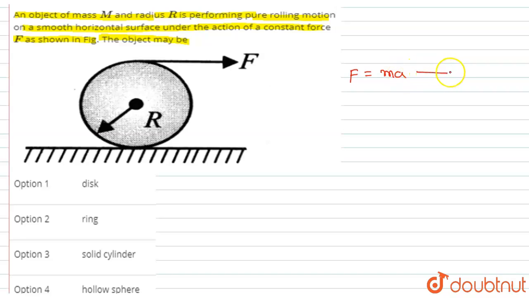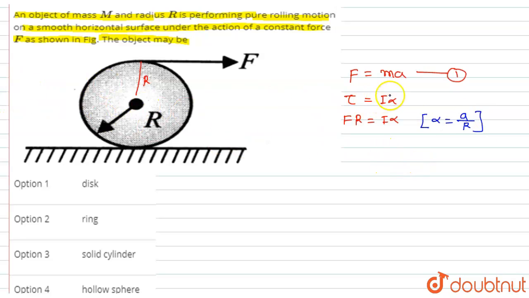Clear? This is the first equation we can assume. Also, torque is equal to what? I into alpha. Clear? And this torque is equal to force into the perpendicular distance, which is R. So FR is equal to I into alpha, and we know that alpha is equal to a by R. Clear? a by R.